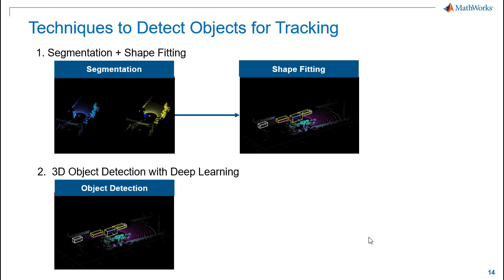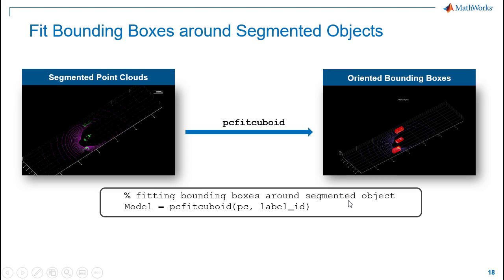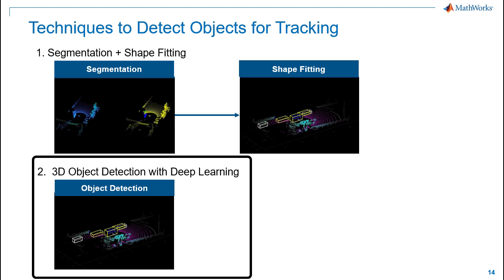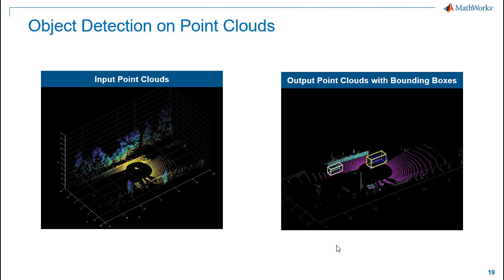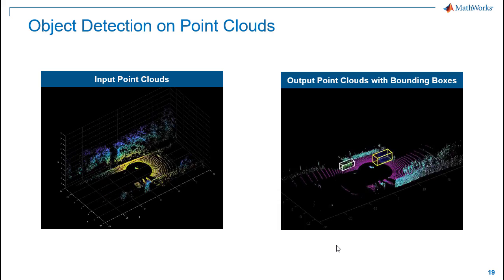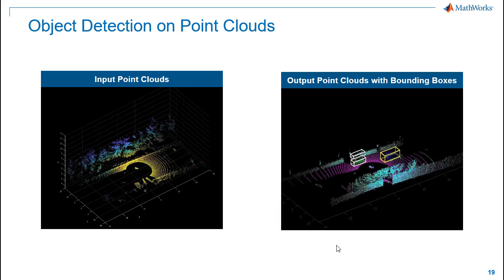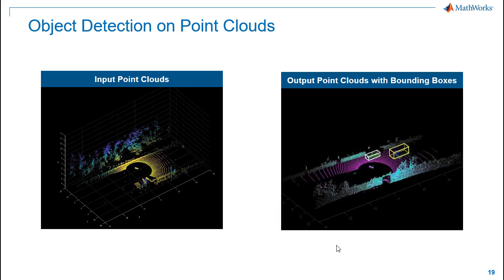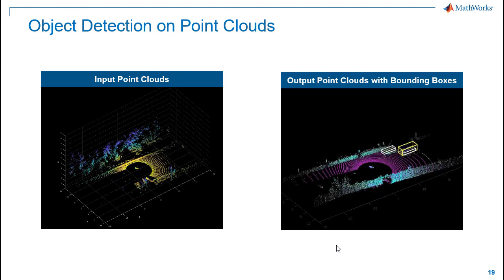After segmentation, we'll fit oriented bounding boxes around the segmented objects using pcfitcuboid function. It uses L-shape fitting to perfectly fit oriented bounding boxes around the objects. The second technique to detect objects from point clouds for tracking is to use object detection networks. Here we apply PointPillars network on the point clouds. It can detect objects and fit oriented bounding boxes around them.